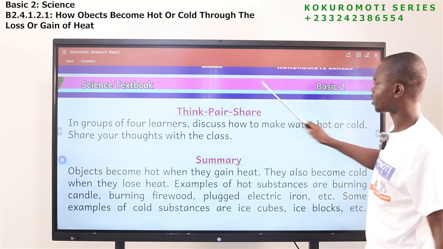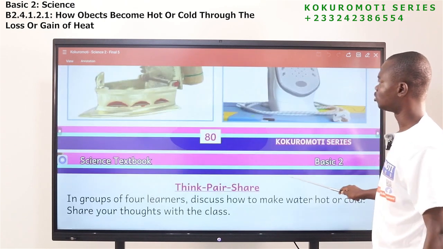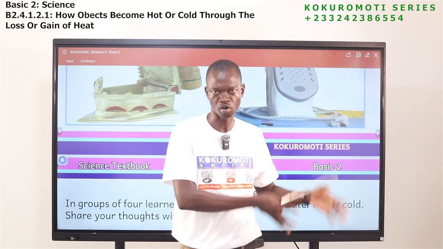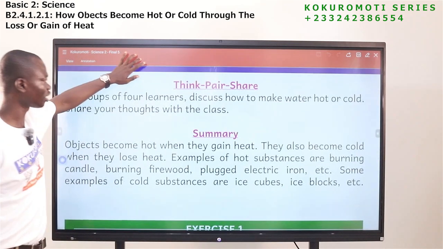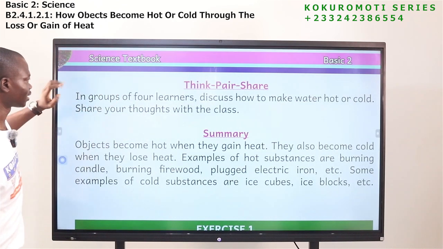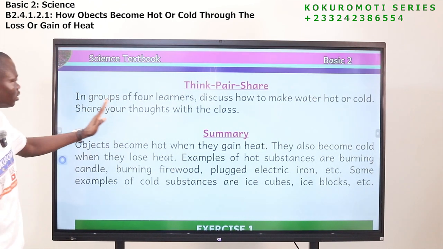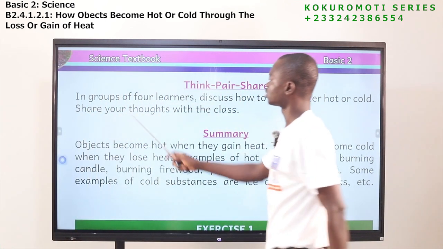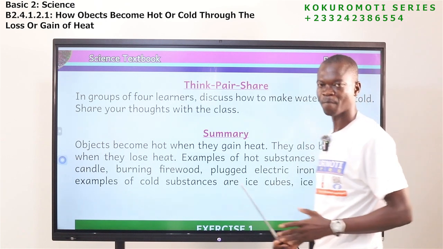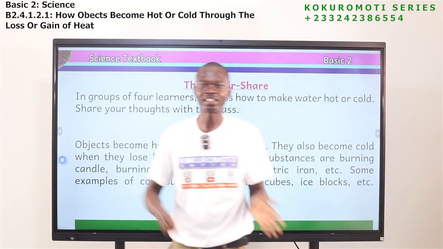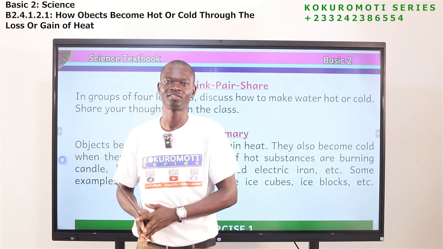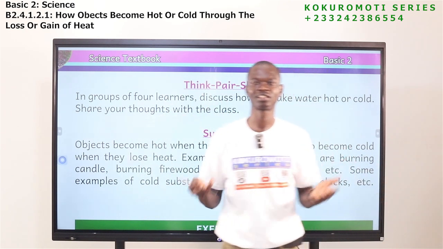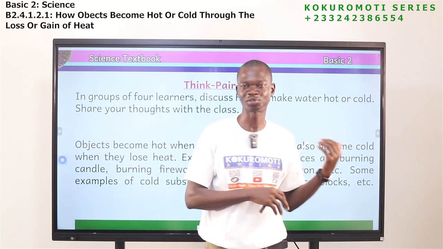Now we have think pair share, but before we come to think pair share, you should know that there are things that we do to make things cold, and there are things that we do to make things hot. Think pair share. In groups of 4 learners, discuss how to make water hot or cold. Share your thoughts with the class. So if you have water, what will you do to it so that the water will become hot, or what will you do to it so that the water will become cold? So you share it with your friends. That is what you should do.